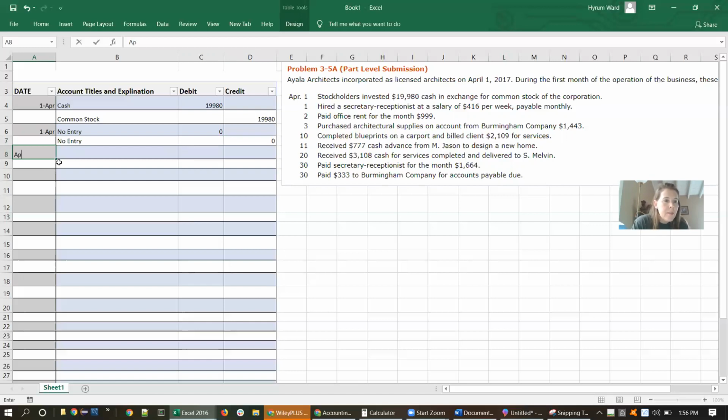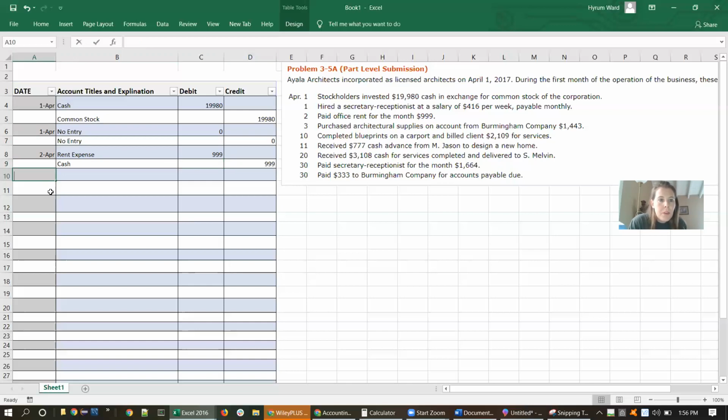And on April 2nd, it said we paid office rent for the month of $999. So office rent is a rent expense. And so because it's a rent expense, we're going to debit it for $999. And we paid that in cash, where it's going to affect our cash. And so we're going to credit cash $999 so that it still balances.